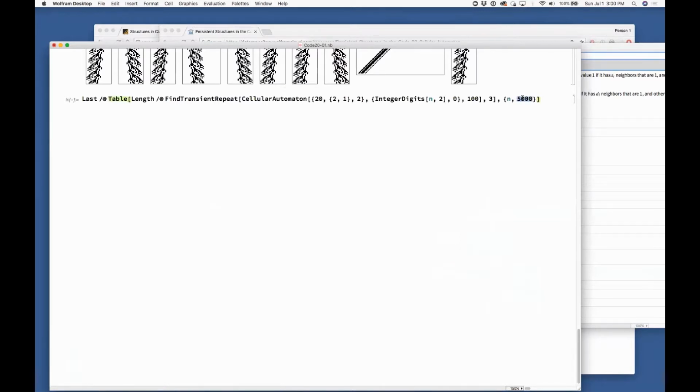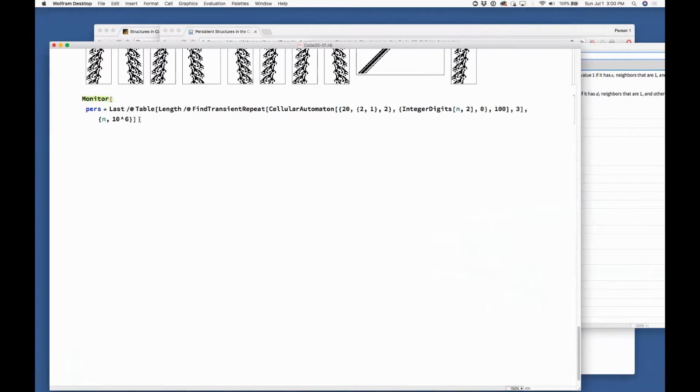Let's say this may be crazy. Let's try and search through 1 million initial conditions and just say, let's call this periods, and let's monitor that. And this may be super boring because it may go super slowly, but let's try this.